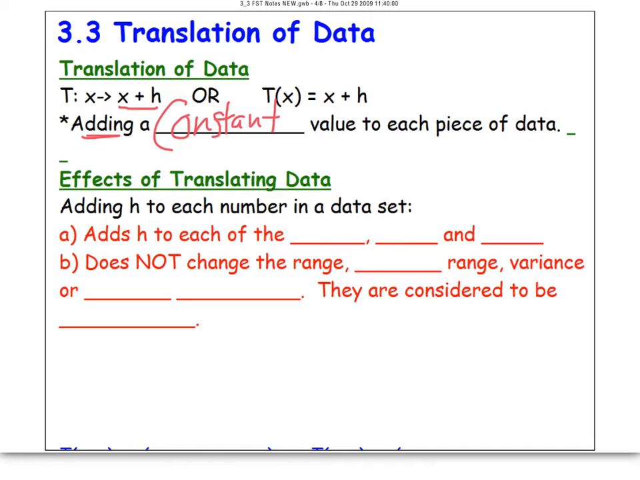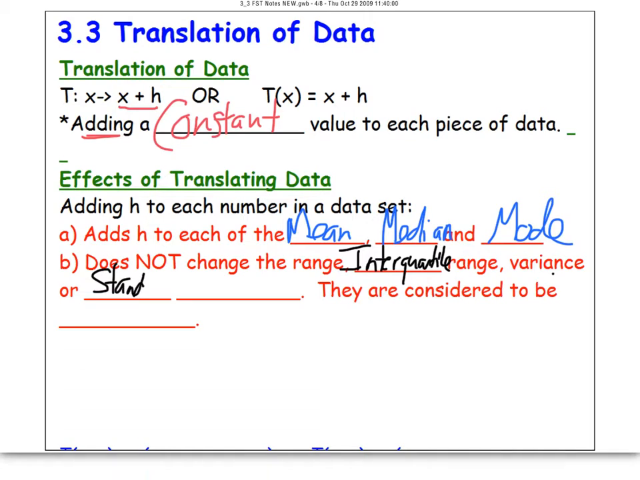When you do that, here's the effects of it. Adding h to each number in a data set adds h to the mean, the median, and the mode. And we saw that in our example. It does not change the range, the interquartile range, which is IQR, the variance, or the standard deviation, which remember comes from variance. Because these do not change, there's a word for it. It is called invariant.